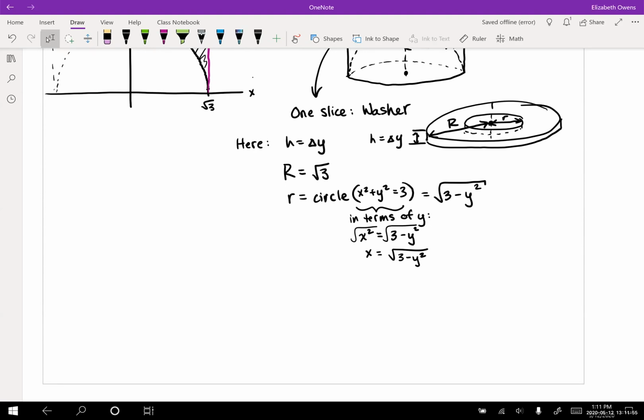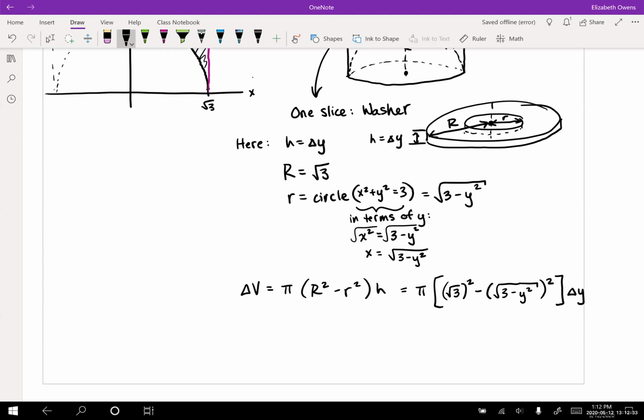And we'll set up our delta v expression. Pi times big R squared minus little r squared, and then h. That would be pi, and then here our big R is square root 3, and that's getting squared. And then our little r is square root of 3 minus y squared, so there's little r squared. And then h is delta y. So there's definitely some stuff we can simplify there. A lot of square roots getting squared.